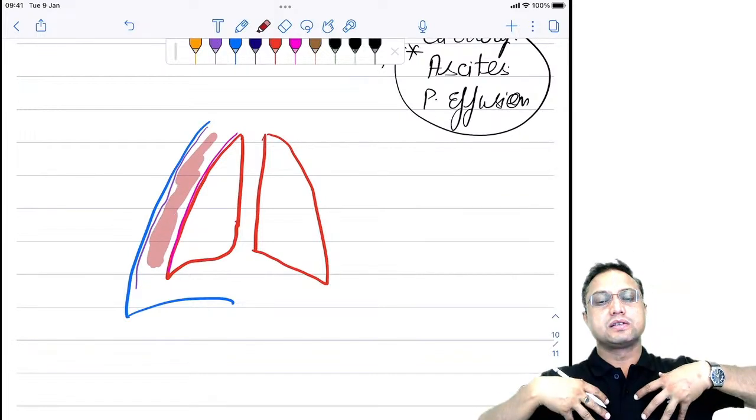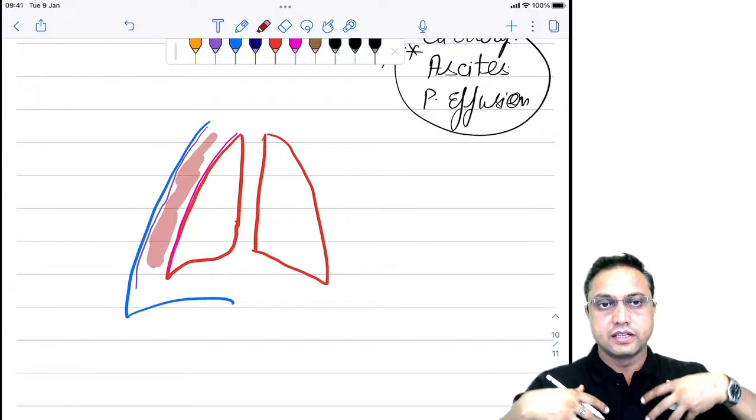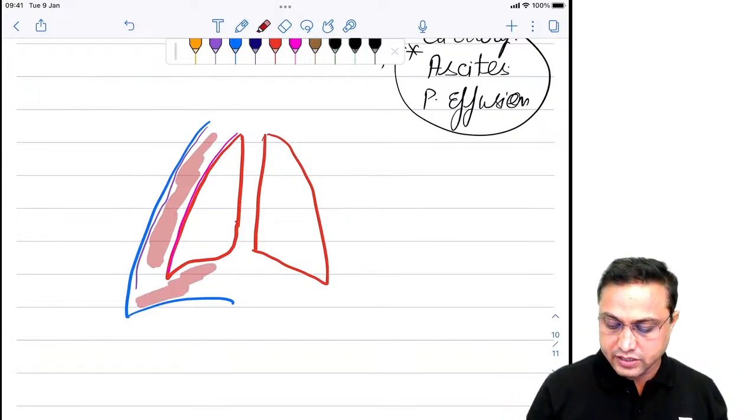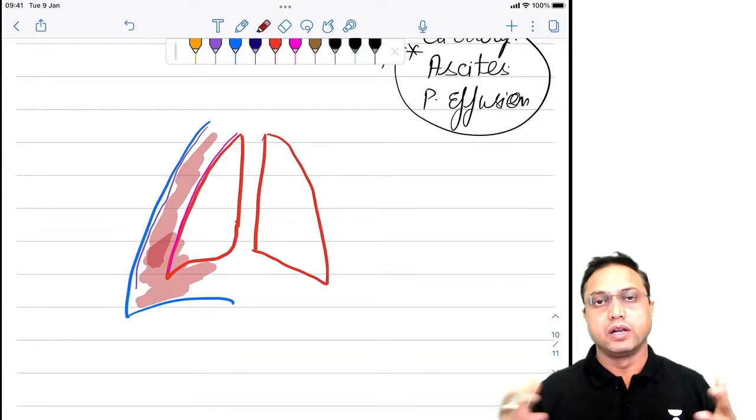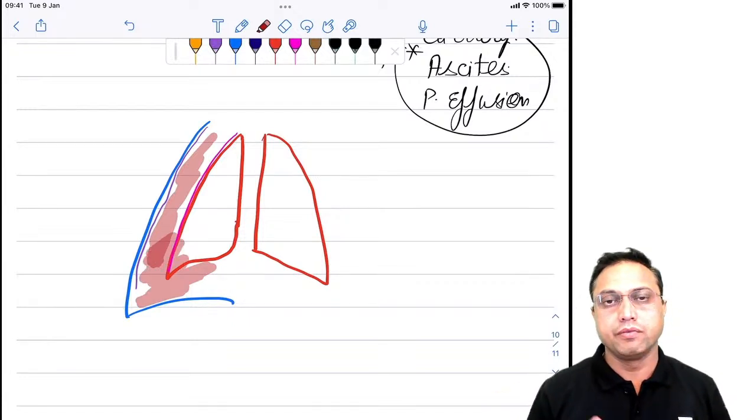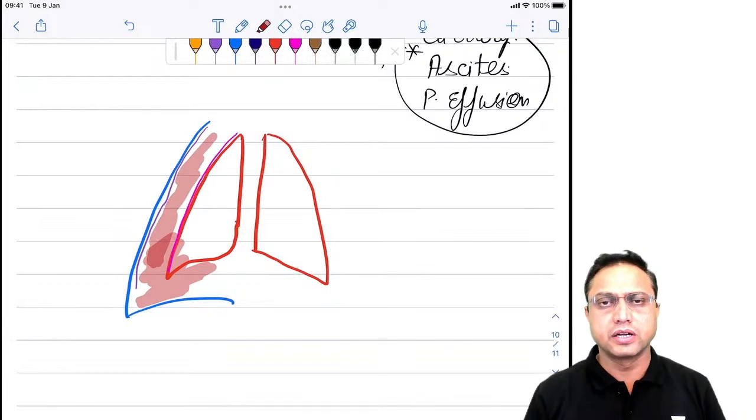Suppose this patient is in sitting position, right? This patient is in sitting position and he is having pleural fluid over here. So will he be able to breathe properly, or will he have some difficulty? Yes, he will have difficulty in breathing because the lung is collapsed over here. Proper oxygenation is not going to be maintained because 100% of the lung is not expanding.